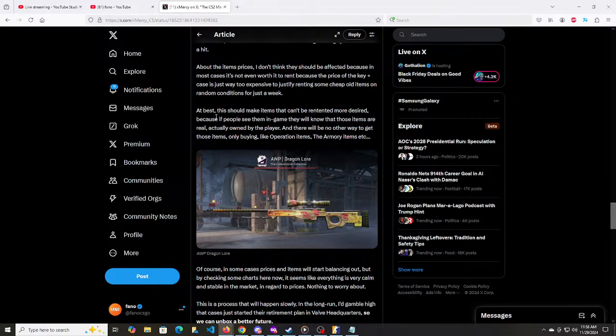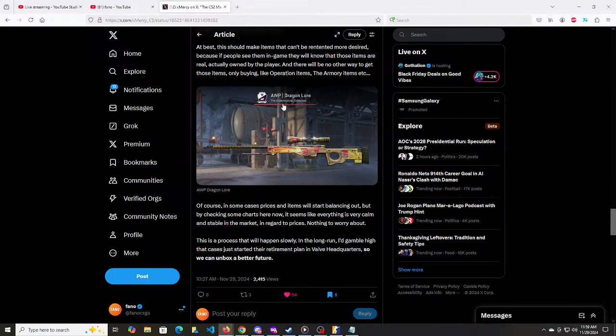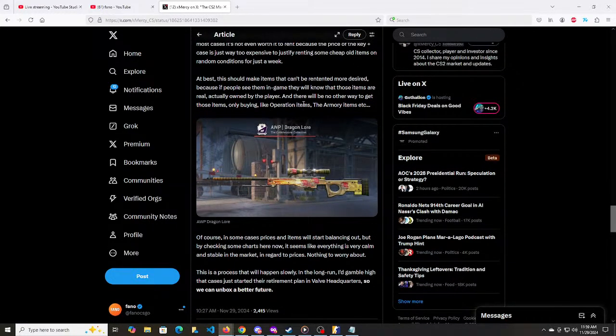But anyways, at best, this should make items that can't be rented more desirable, like Dragon Lures, I agree. Because if people see them in-game, they will know that those items are real, actually owned by the player, and there will be no way to get those items, only buying, like operation items, the armory items. Listen, if this doesn't tell you to invest in armory cases, armory skins, armory items, I don't know what does, man. This is literally telling us to invest in discontinued items and collections and skins and even armory stuff.